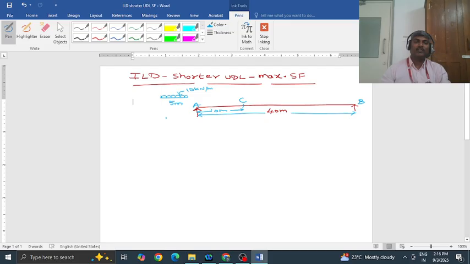Welcome. This session we will talk about how to find maximum shear force at a section in a simply supported beam or girder AB having 40 meter span when a shorter UDL of span 5 meters is traveling from left to right. The UDL value is 10 kilonewton per meter.